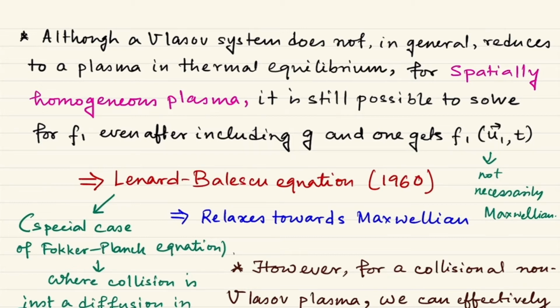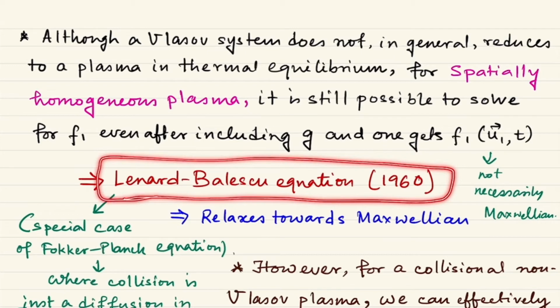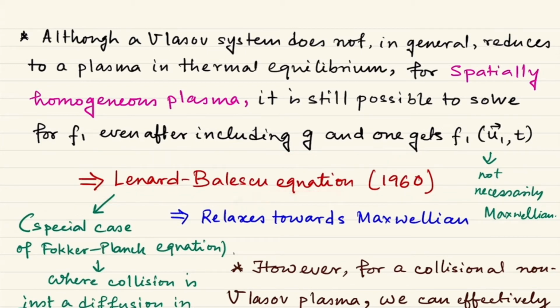And this equation, when we are talking about a spatially homogeneous plasma, the corresponding evolution equation for the single particle distribution function is known as Lenard-Balescu equation. It was derived by Lenard and Balescu both in the year of 1960. Okay, and this one basically relaxes toward Maxwellian. So that was the thing, that even for a system, okay, which is not really collisionless, which is collisional, we can actually still do something very easy, like we do in case of a Vlasov's equation. That means we can directly start from the very beginning with a only velocity dependent single particle distribution function, and it actually tends towards Maxwellian, but then we have to use Lenard-Balescu equation.